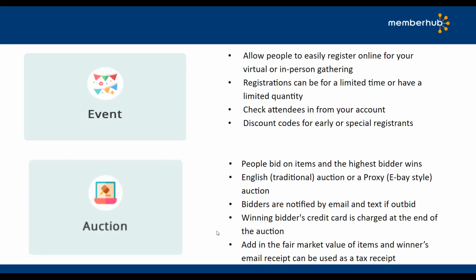Auction is another type. People would bid on items, and the highest bidder would win. You can do an English traditional style auction or a proxy eBay style auction. Bidders are notified by email and text when they are outbid, and then the winning bidder's credit card is charged at the end of the auction. You can also add in the fair market value of the items, and the winner's email receipt can be used as a tax receipt.